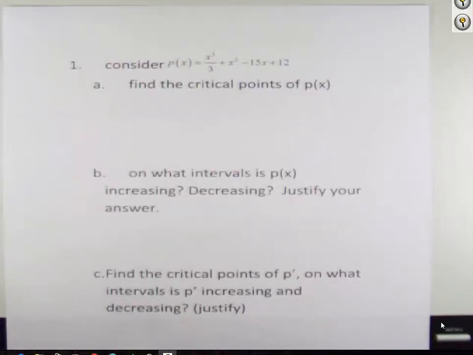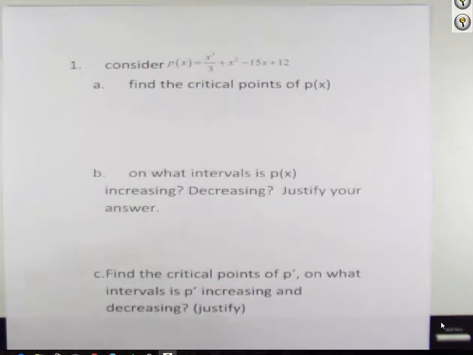All right, I just wanted to address some of the major problems on the last quiz. Inside the Google Drive, you will see this document. Go ahead and grab it, and if you want to, you don't have to, work along with me.